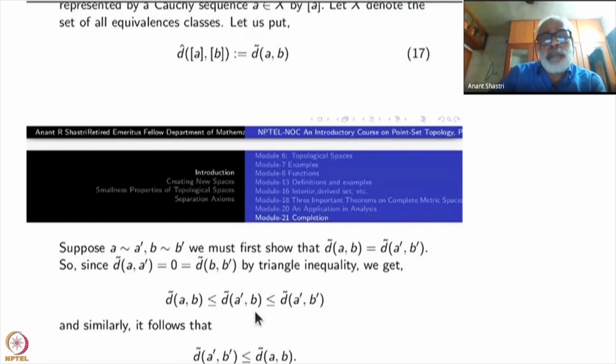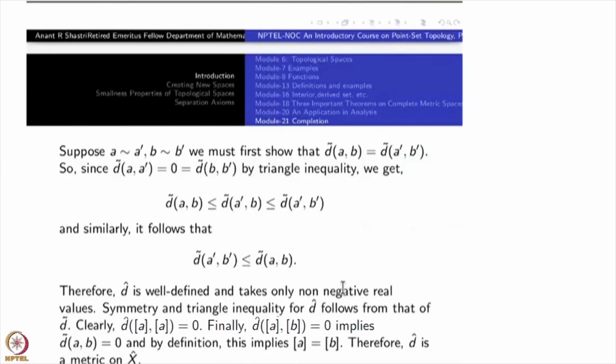Now from A prime B I go to B prime by taking d twiddle of A prime B plus d twiddle of BB prime. But d twiddle of BB prime is 0. So this is less than or equal to this one. So one is less than or equal to this, but this is a symmetric argument. I can start from here and get the reverse inequality. Right? So they are equal. So that is what we wanted to show. So you see, once the idea is there, all verification is very canonical, very easy.